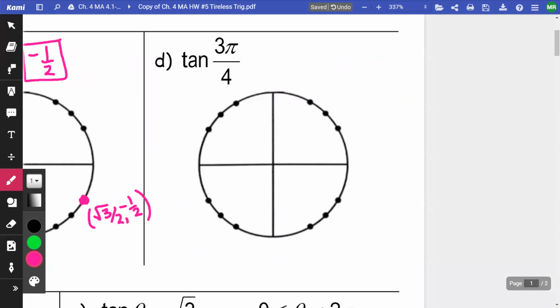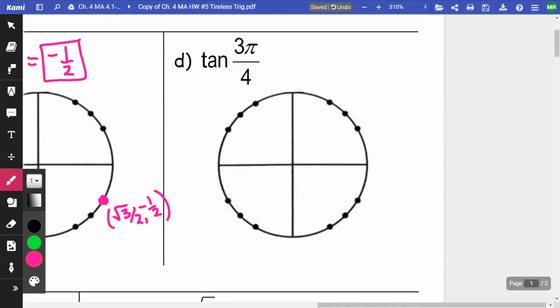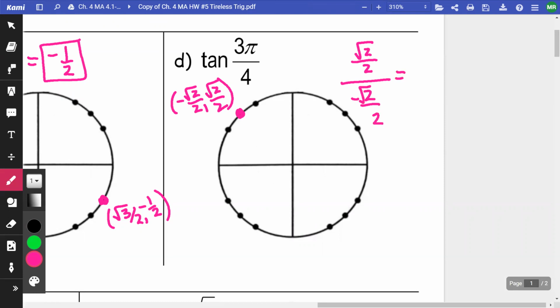On D, 3 pi 4 is going to be right here. And that is going to be negative root 2/2, comma, positive root 2/2. And when I do y over x, I'm going to have a root 2/2 over a negative root 2/2. And that is just a negative 1. So my answer is negative 1.